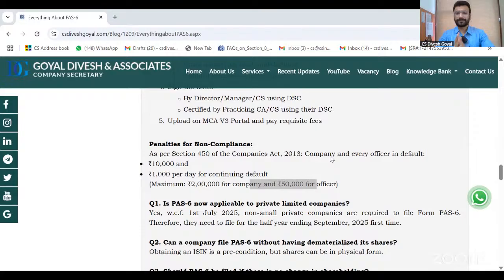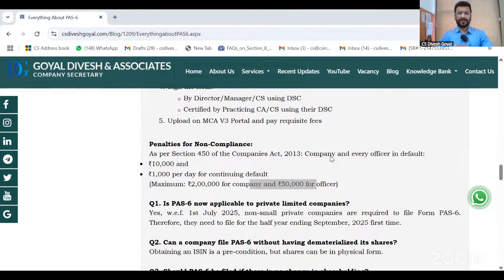Approach number one: if your private company has already obtained the ISIN by 31st March, then you already have the ISIN, and you should go for the filing of the PS6 also. The fees are a nominal amount, 300 to 600. And if you have already received the ISIN, you should go for the filing of the PS6. But the second approach says, as the due date for the ISIN for the private company is the 30th June 2025.